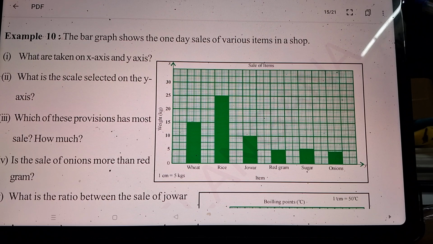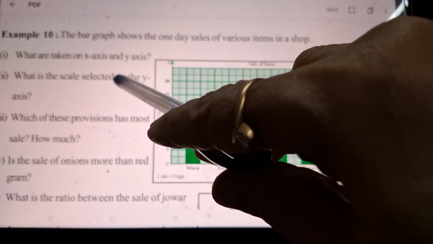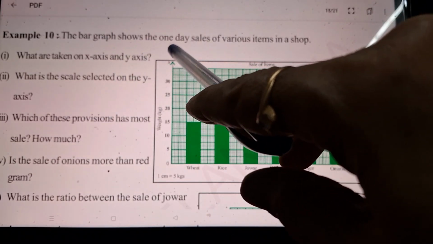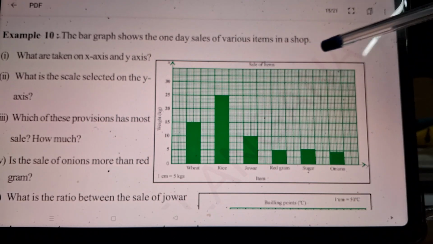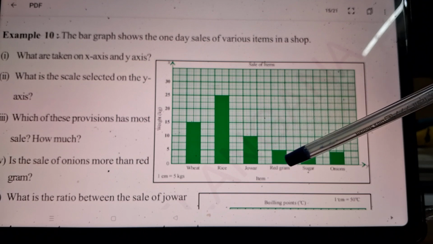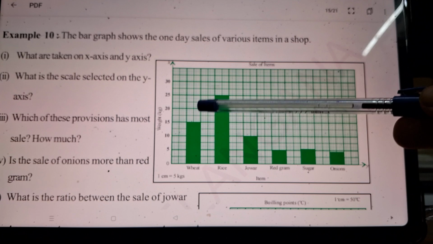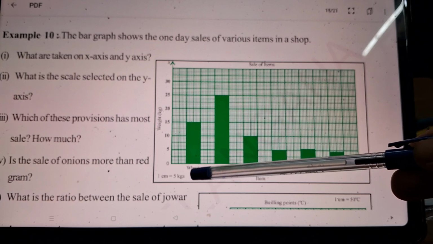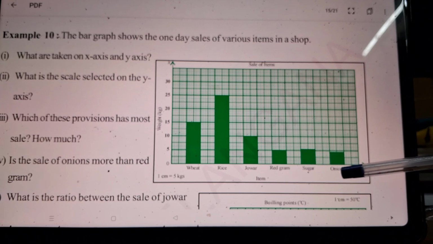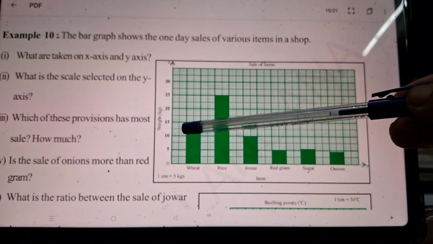There is an example 10. Let us see what it says. The bar graph shows one day sales of various items in a shop. These are all the items sold in a shop. So see, these are all bars that they have taken. What are the various items? Wheat, rice, jawar, red gram, sugar, onions. These are sold. Okay. So how many kgs are shown?